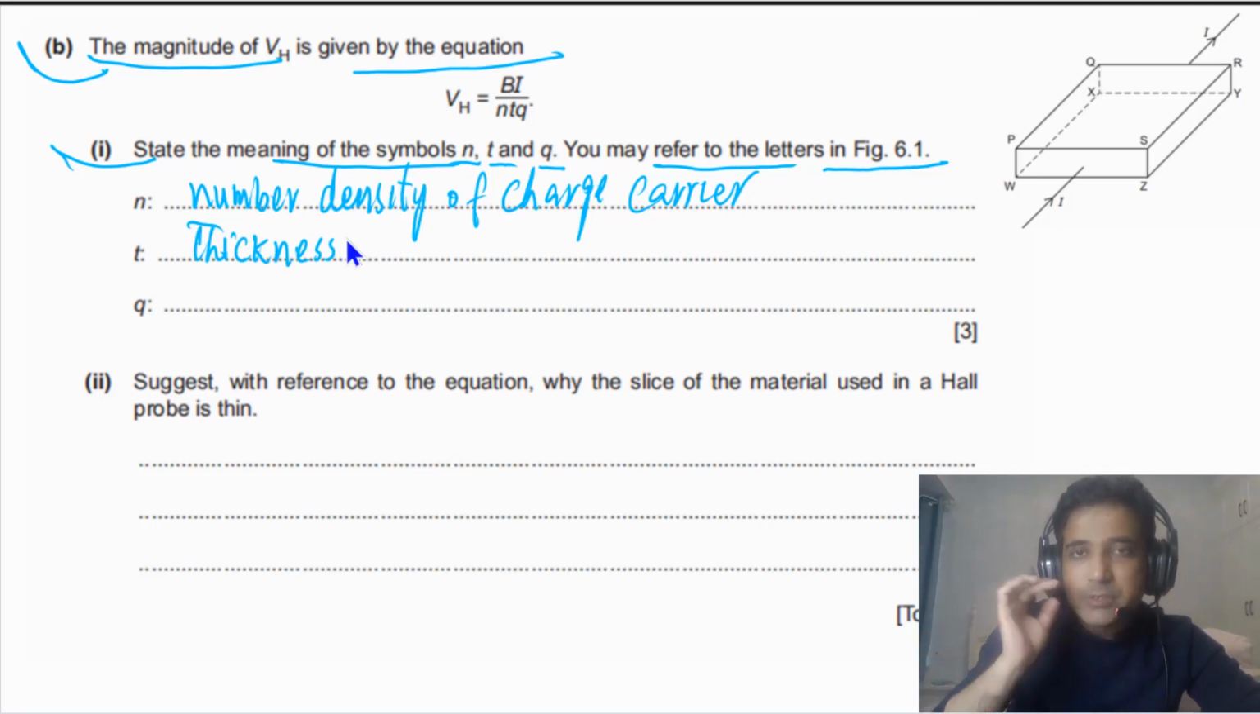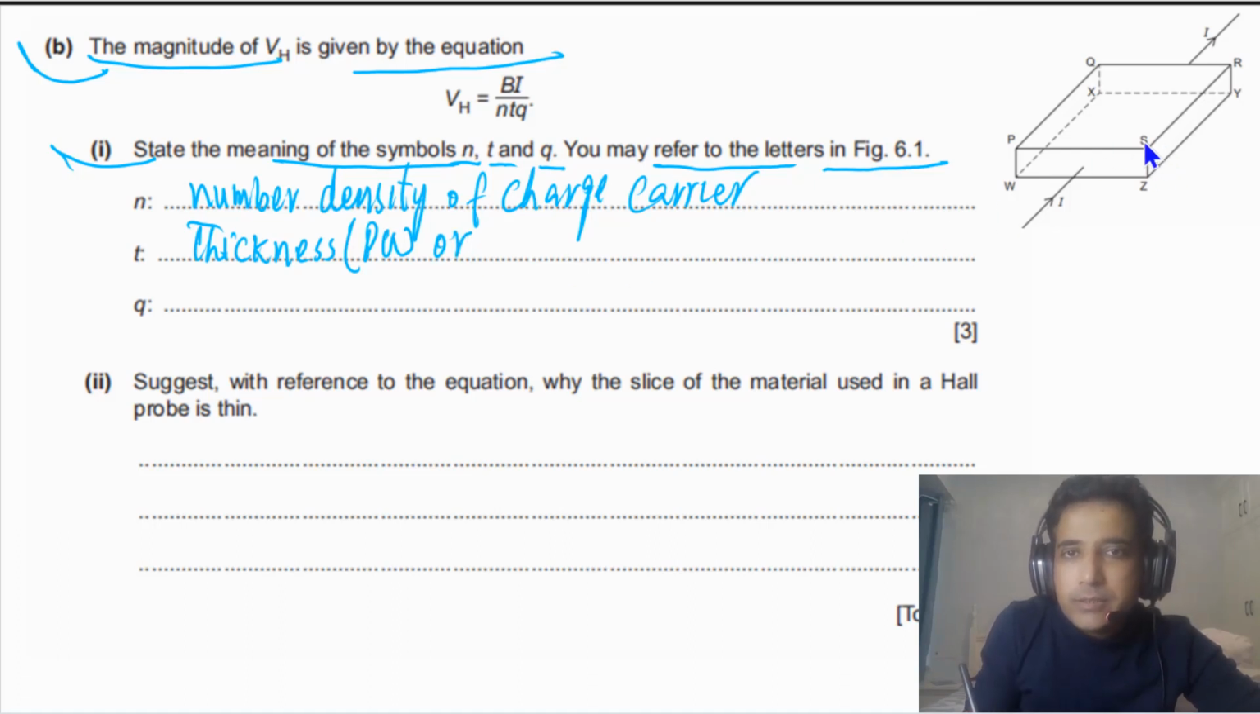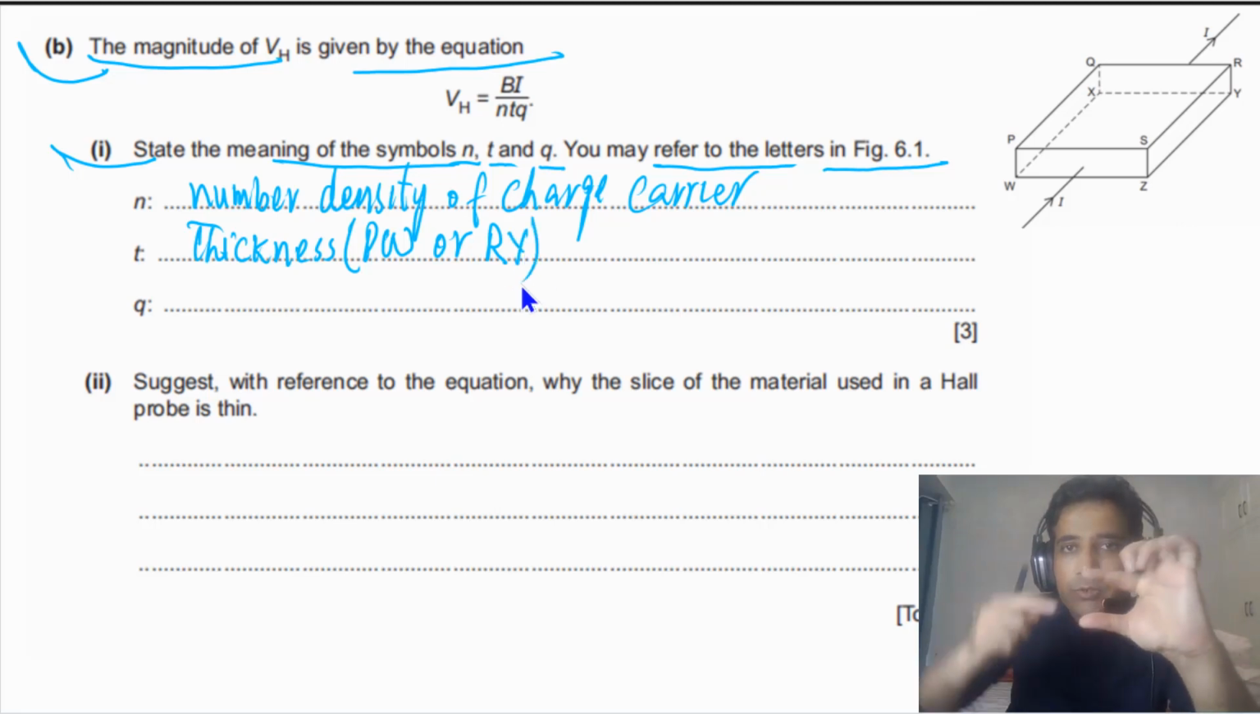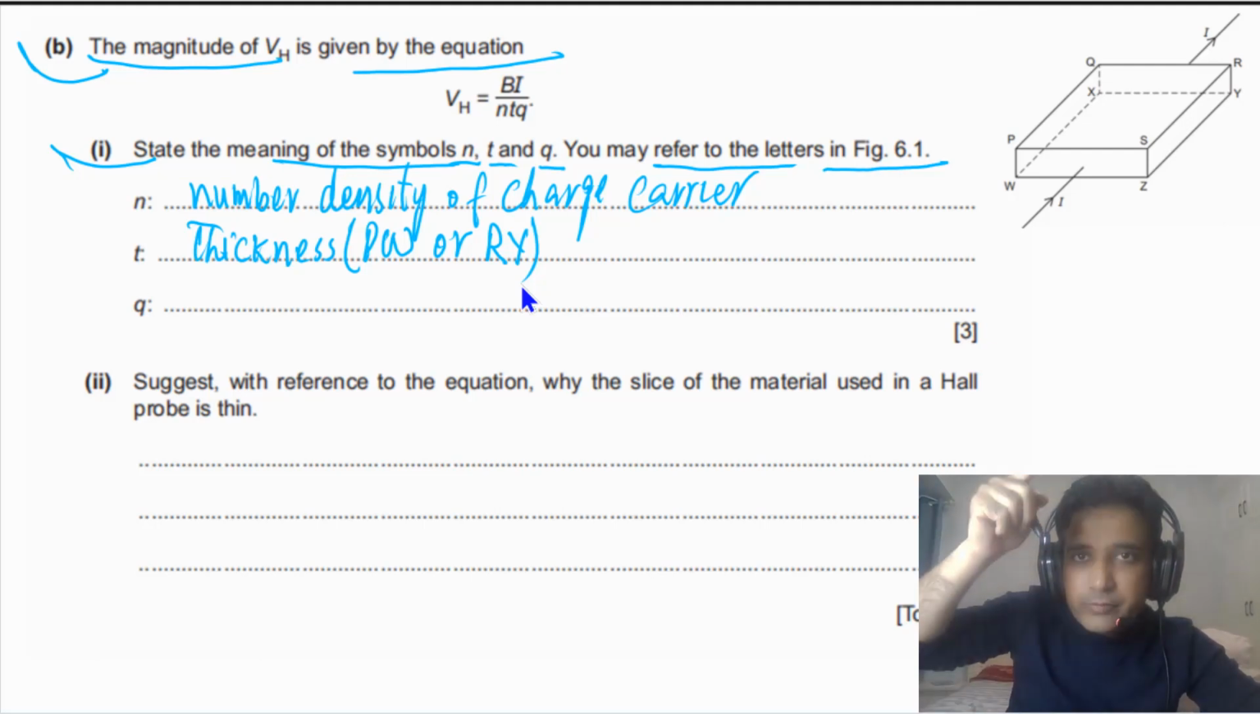So the magnetic field in this case is passing through PW. So we can say this is thickness PW, or you can say this is thickness SZ, or you can say this is RY. It means the thickness through which the magnetic field is passing. In this case the magnetic field is vertical, so it is passing through this thickness. So this one is T.